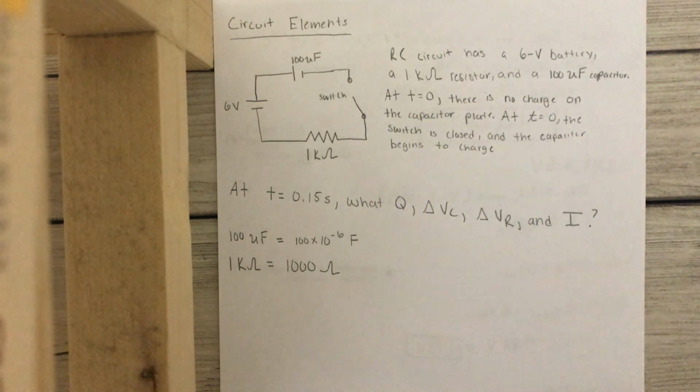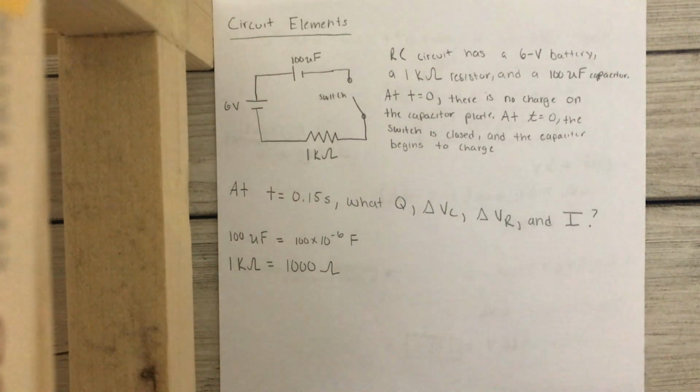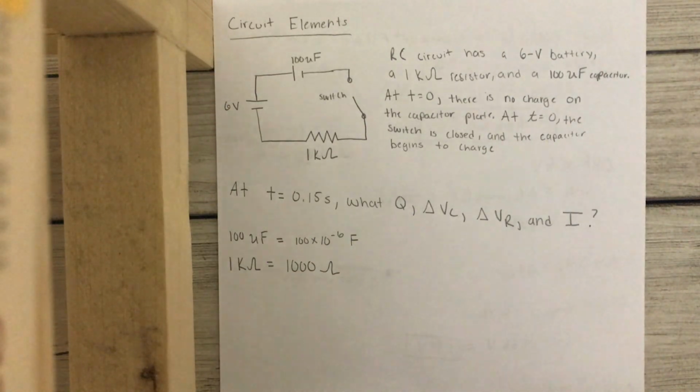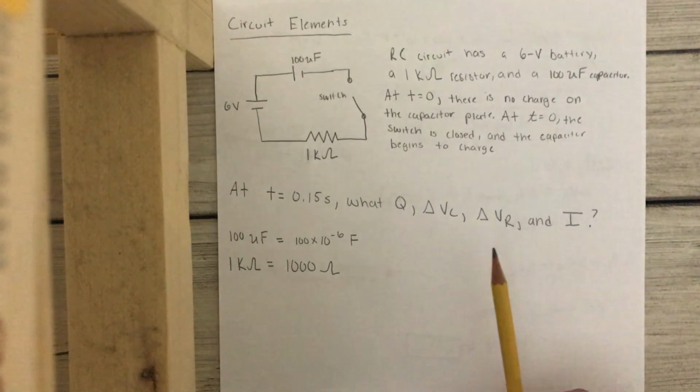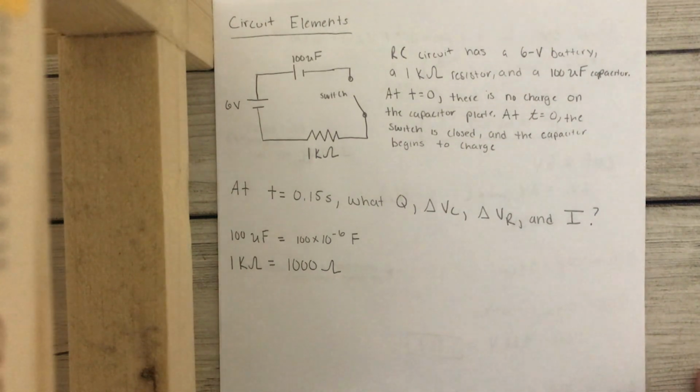closed, which allows the capacitor to begin to charge. So our question is, at time equals 0.15 seconds, what is Q, what is the voltage across our capacitor, what is the voltage across our resistor, and what is the current inside of the RC circuit.